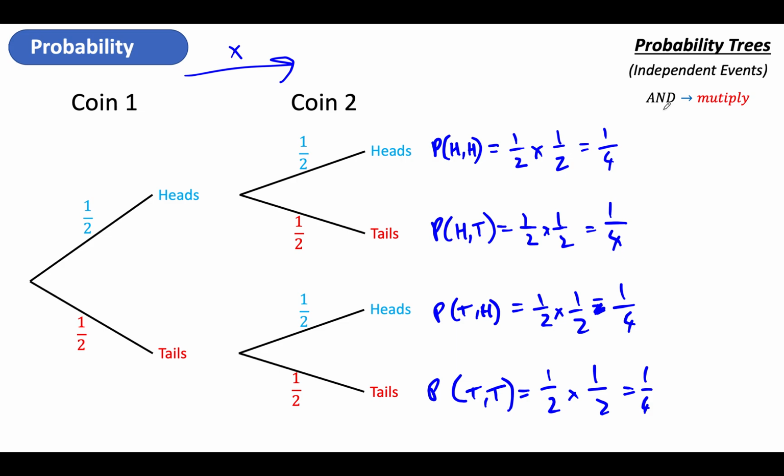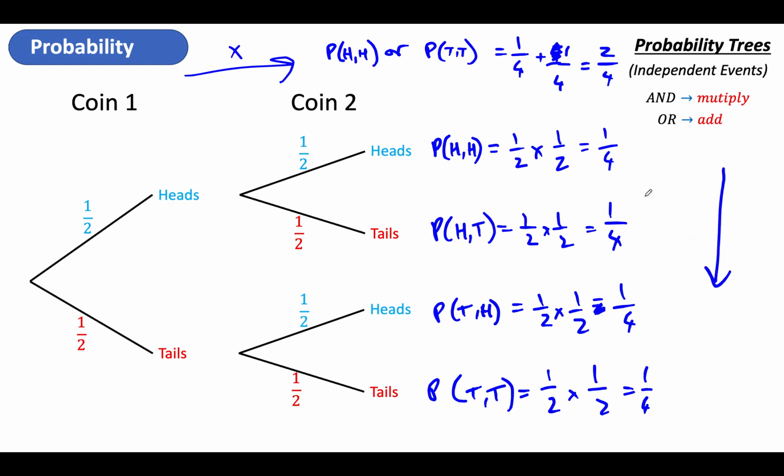Yeah, what about if I want or? I want to get, say, the probability of heads and heads, or the probability of tails and tails. Well, that's going to be or. That's going to be add. So I'd have to do a quarter plus a quarter, which equals 2 quarters, or a half. So as you go down this end, that would be putting more than one of these together. I might want heads and heads, or tails and tails. You add. So we're going along the branches, we multiply, going down the outcomes at the end, and you want more than one, you add because you want that one or that one, for example.